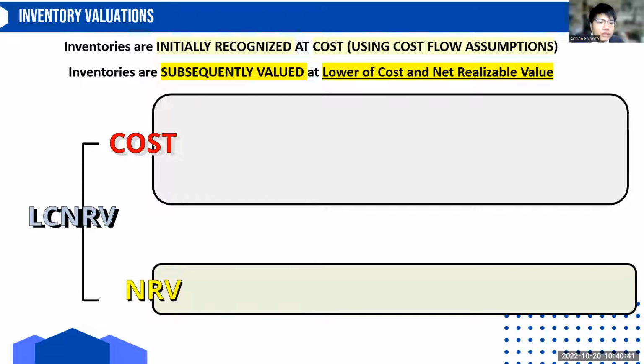Kung mas mababa si cost, then I'll value it at cost. Kung mas mababa si NRV, I'll value it at NRV, right? So LCNRV sounds intimidating, but then the framework here is that you identify your cost, you identify your NRV, and then basically value it kung sino yung mas mababa. Lower of cost or NRV, right?